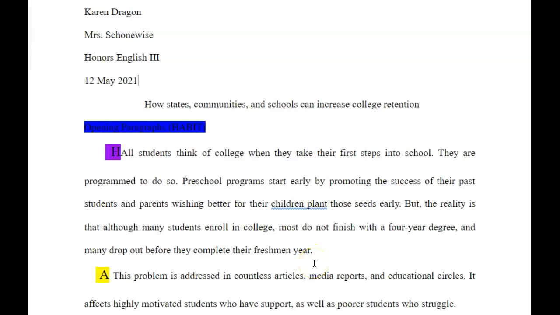All of this purple is my human truth, not my habit. But the whole paragraph's the habit, but this is my human truth. So this is something most people would agree about.